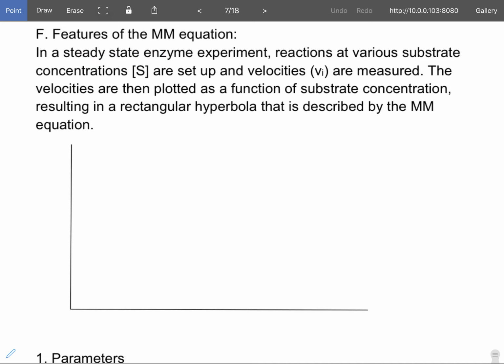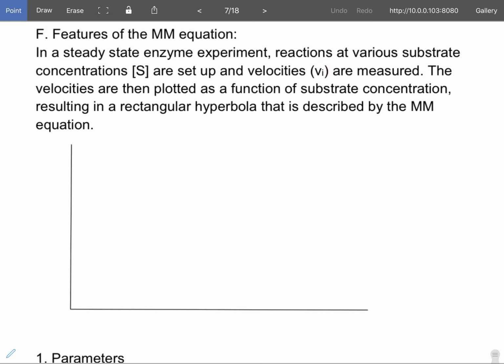Let's look at the features of the Michaelis-Menten equation. The way this would be set up is we would call this a steady state enzyme experiment. We would have various substrate concentrations with the same amount of enzyme. We would monitor those reactions, so we would know what the substrate concentrations are. And we would be able to somehow look at the reaction velocity, the initial velocity.